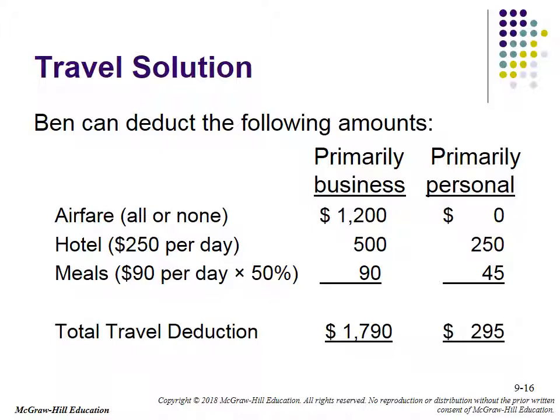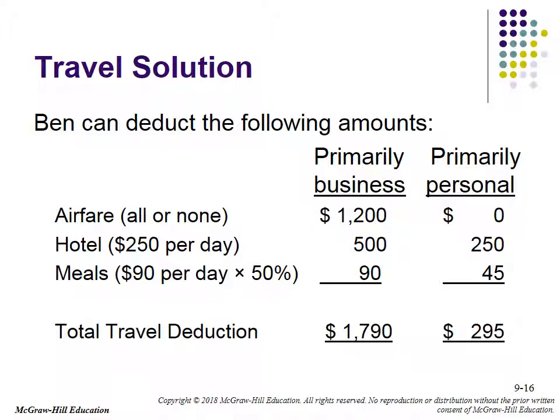Well, primarily business, all of his airfare is deductible. His hotel for the 2 days that were in business are deductible. And $90 per day times 50%, or that should be $45 per day, 2 days, right? 50% of that would be deductible for the business side. The personal side, none of it's deductible. But that's how we would divide.